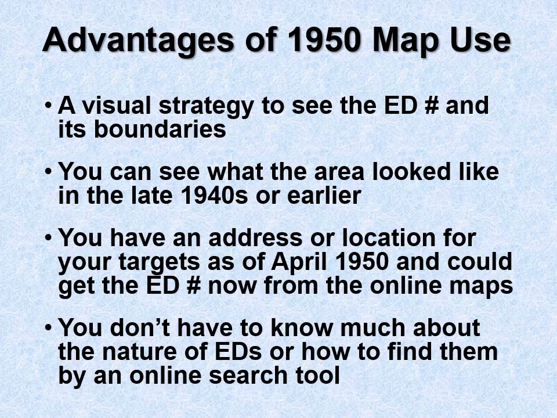The advantages of 1950 map use is it's a visual strategy to see the ED numbers and its boundaries. You can see what the area looked like in the late 1940s or earlier, depending on the date of the map. If you have an address or location for your targets as of April 1950, you could get the ED number now from the online maps. You don't have to wait for the rollout to get that information. And you don't have to know much about the nature of EDs or how to find them by an online search tool.